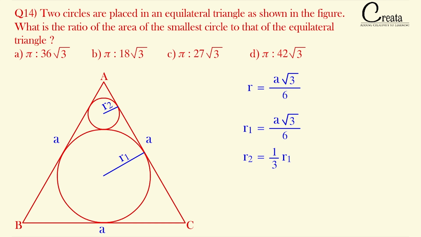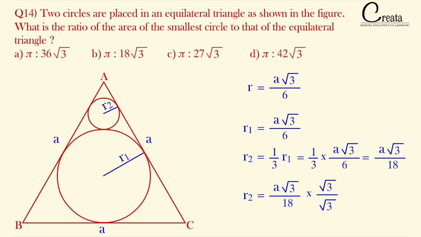We have applied the trick that we have just seen. So we got r2 is equal to r1 upon 3. And we know r1 is a root 3 upon 6. On putting the value and solving, we got r2 as a root 3 upon 18. Let's multiply root 3 in the numerator and the denominator. We got the value of r2 as a upon 6 root 3.